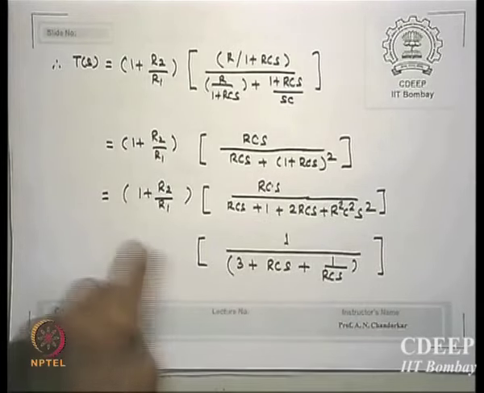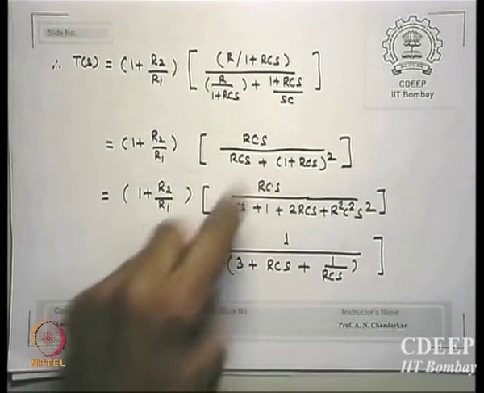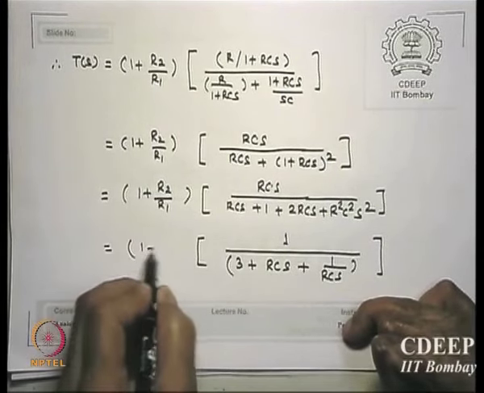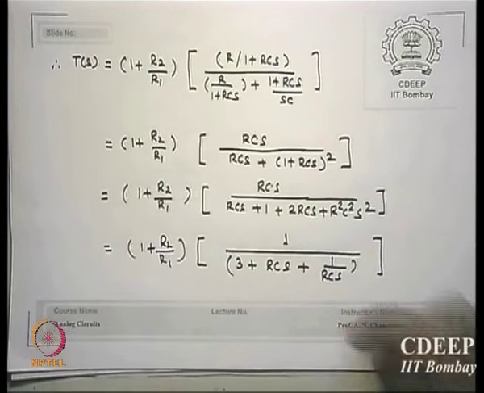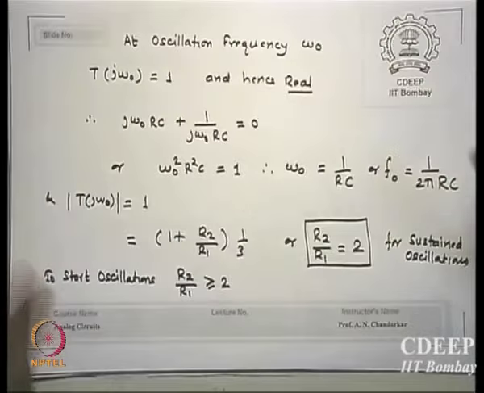So, when I substituted all of this correctly, RCS to RCS, I get a term, and if I divide by RCS, I get that function: 1 upon 3 plus RCS plus 1 upon RCS. A very straightforward function is obtained. Then what do I do? Calculate T(j omega), make the imaginary quantity 0, and the magnitude at that frequency where this is 0 is unity. That is what I did. There is nothing really great I did; I substituted and got the value.